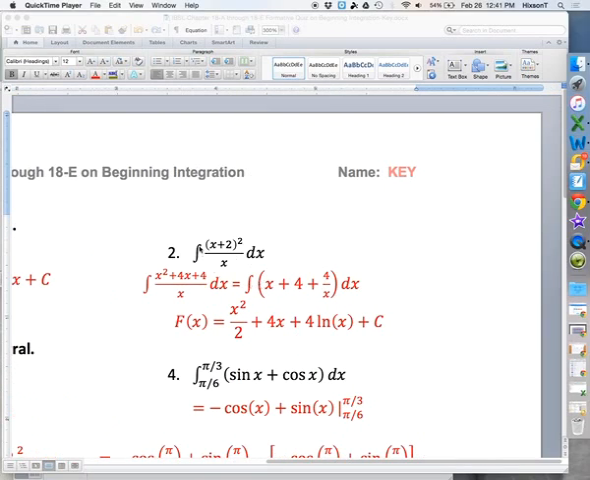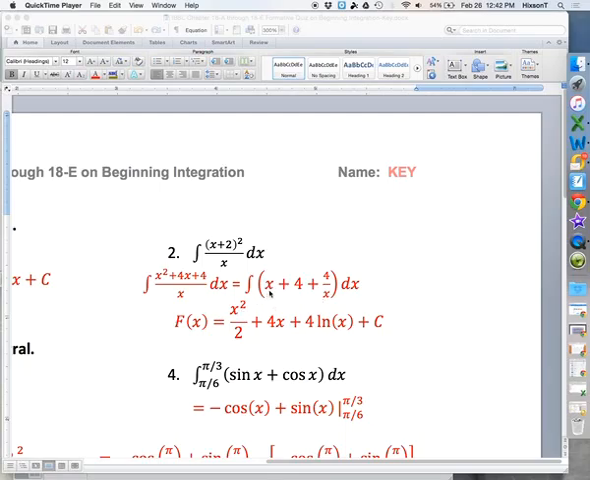The second one, the only way that you guys could do this one would have been to FOIL out the top. Then I reduced everything, okay? You could have rewritten it all as 3 separate fractions and reduced each one separately. But notice x squared over x is just x. The 4x over x reduces to 4. And then I put this last 4 over the x as well. And now we have something that we can take the integral of.